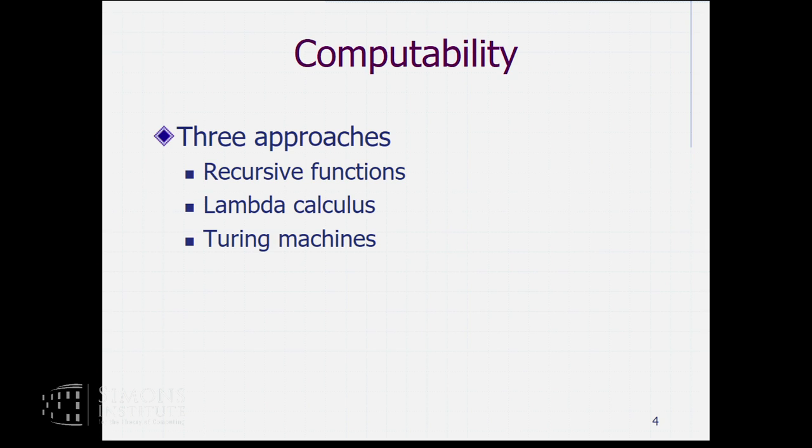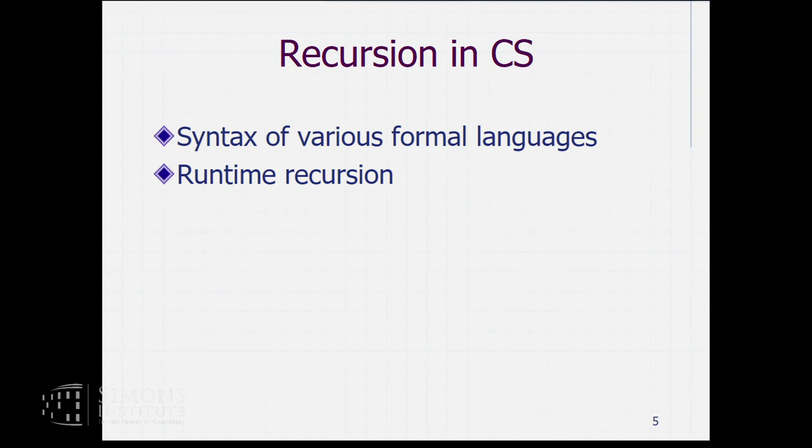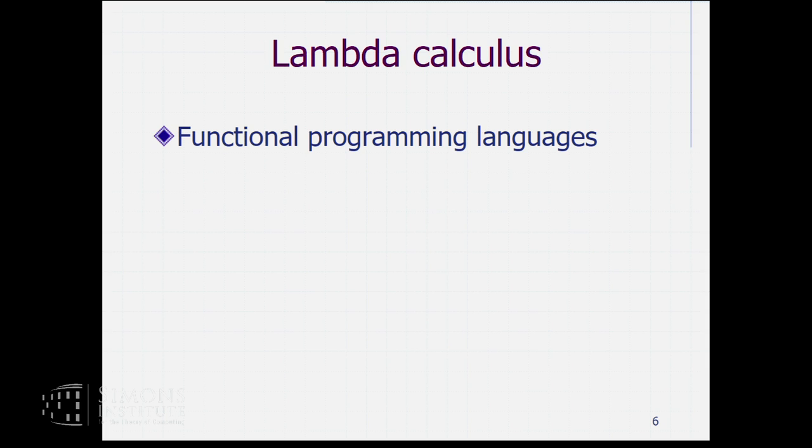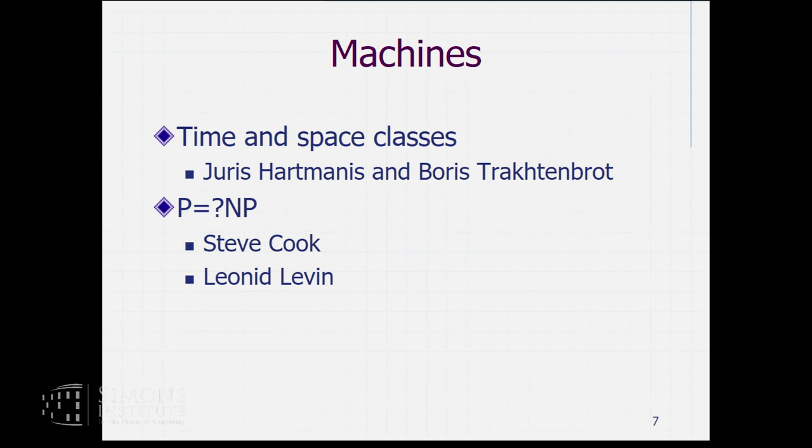Recursion, of course, is widely used. You can't avoid recursion. If you have a finite program, you cannot just finish when you go through it once, because the run may be much longer and you have to recurse in your program. So it is used for syntax, it is used for implementation. Lambda calculus is used in particular in various functional programming languages. Now machines gave rise to modern complexity theory.